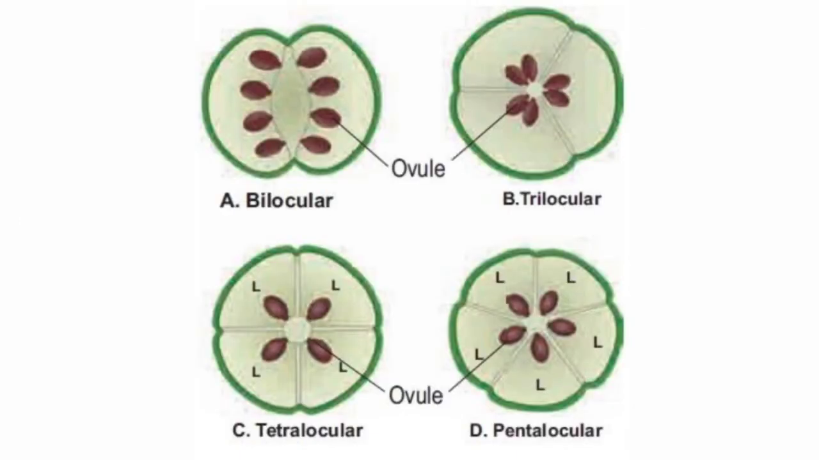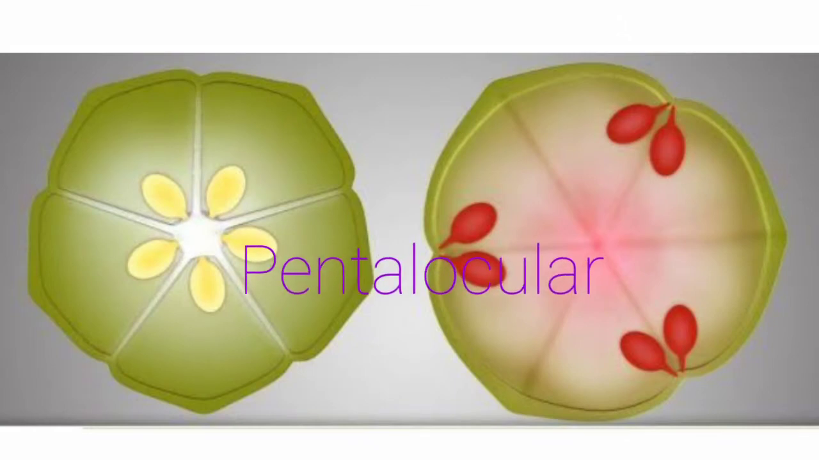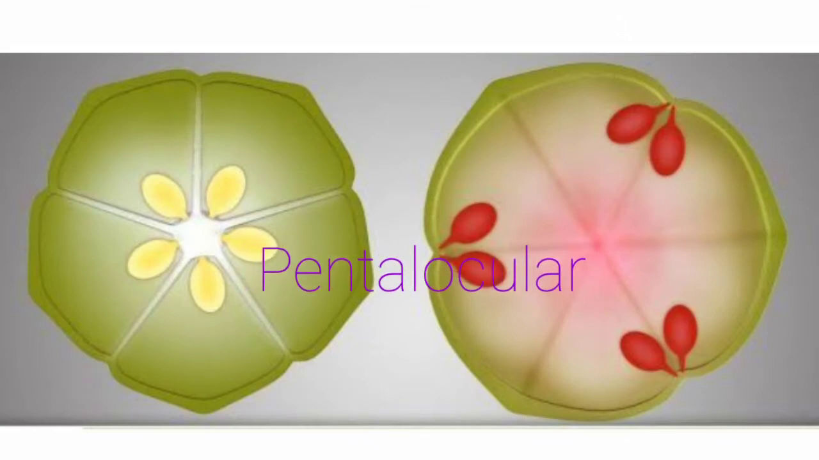These are a few more images of transverse section of ovary depending on the number of locules present in the ovary. If there are only two locules, then we call it bilocular, if there are three locules, trilocular, if four locules, tetralocular, and if five locules, pentalocular. The letter L which is written represents locule. This is also an image of a pentalocular ovary.